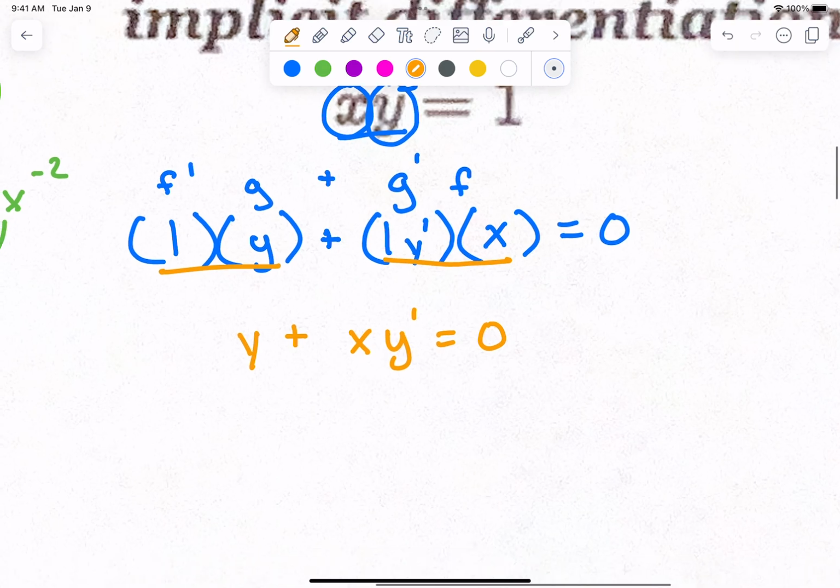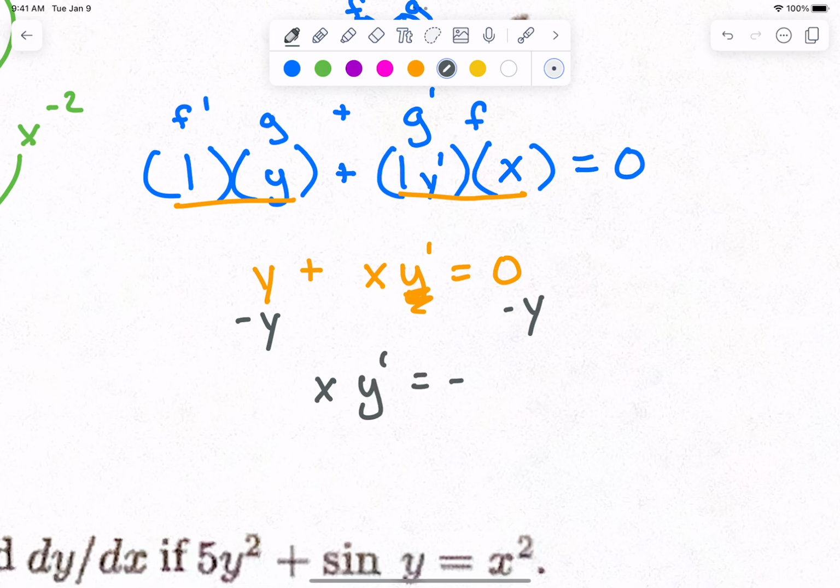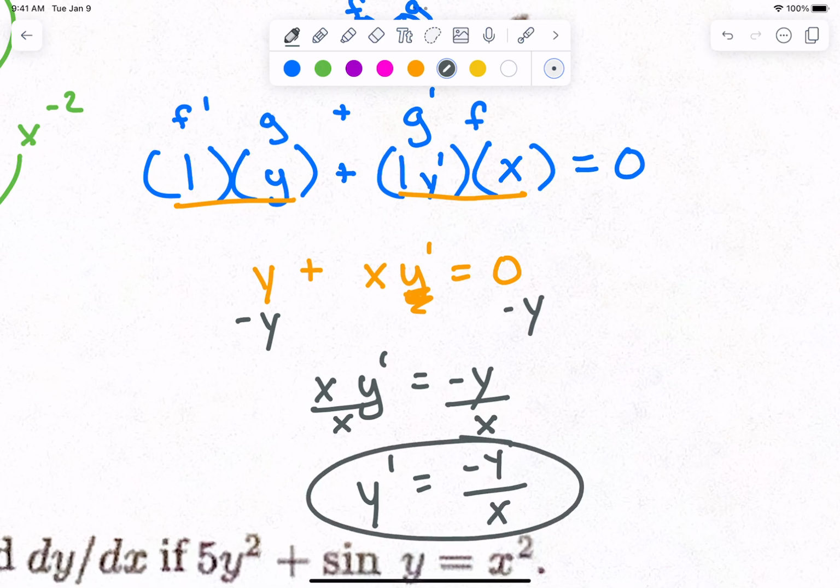X y prime. Okay, we're trying to get y prime by itself. This is going to blow your mind. Ready? Subtract the y. So I have x y prime equals negative y. Got it? Then what? Divide by x. So y prime equals negative y over x. What the heck? That's my derivative.